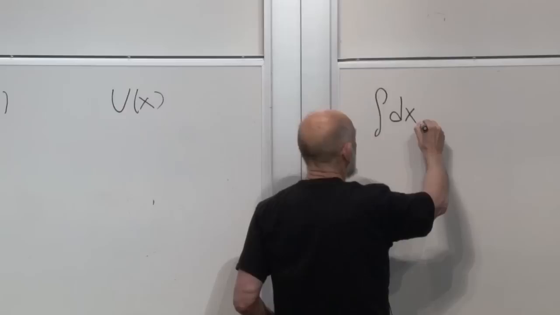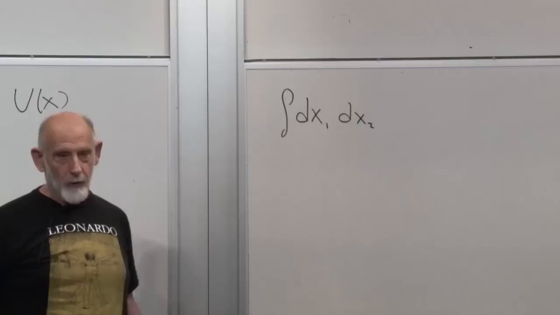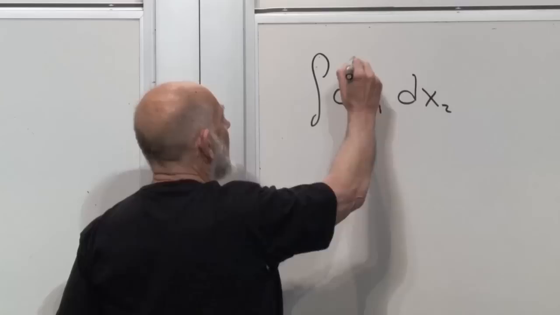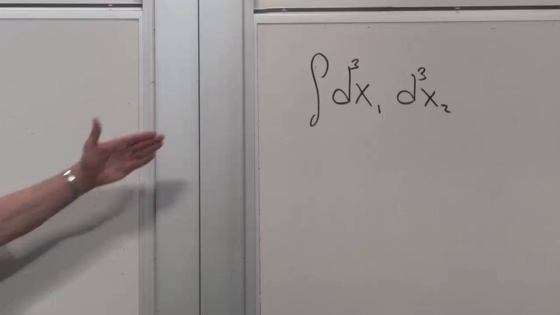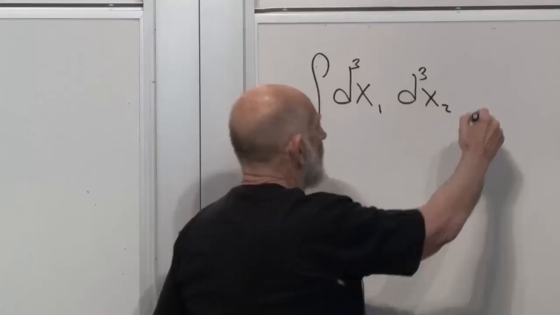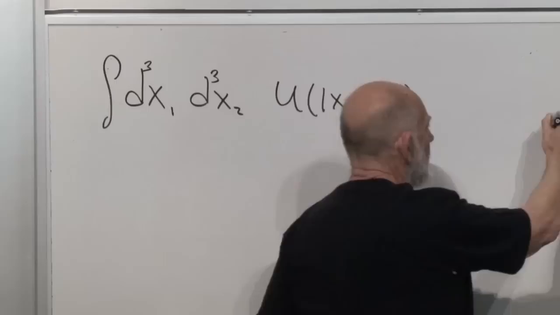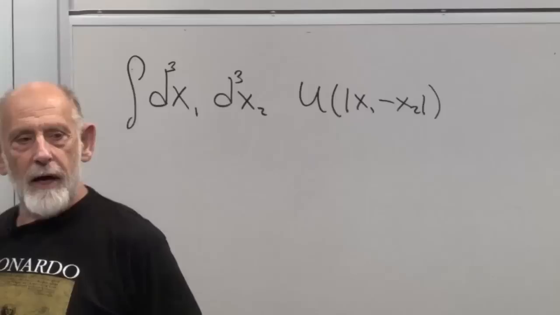dx1, dx2. Now, what do I mean by dx1, first of all? Particle 1 has three coordinates, right? X, Y, and Z. When I write dx, I mean the integral over the volume element for particle 1, the three-dimensional volume, and I mean the same thing here. If I just write dx, it means this kind of symbol here. And now I want to write the potential energy as a function of the distance between them. What I'm doing is I'm taking the two particles and I'm integrating over all possible positions of the two particles the potential energy between them.